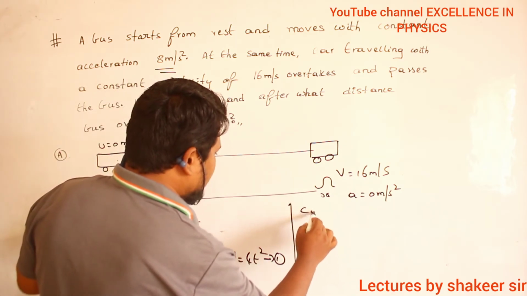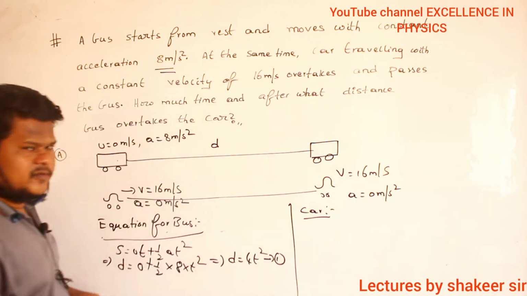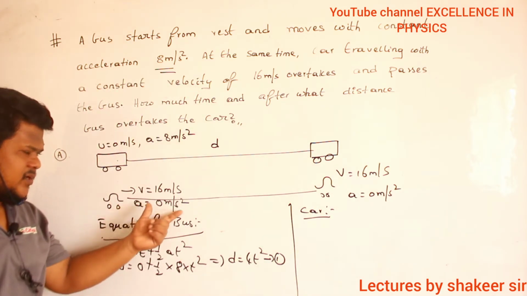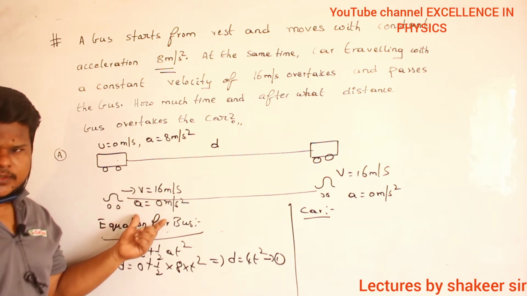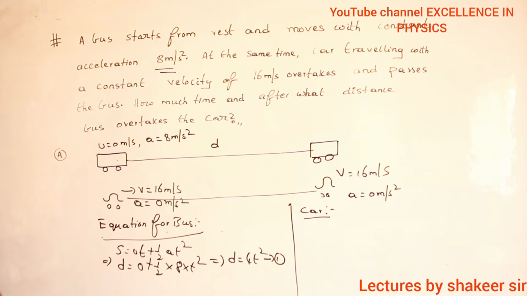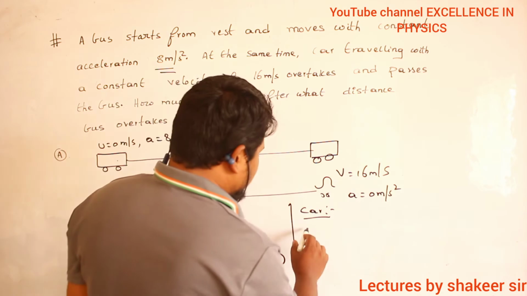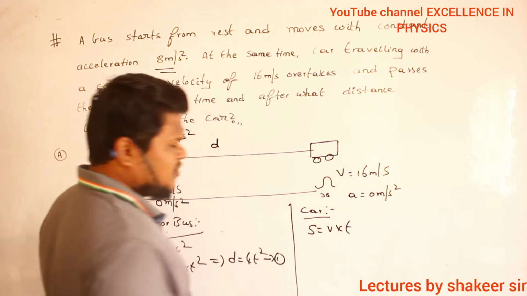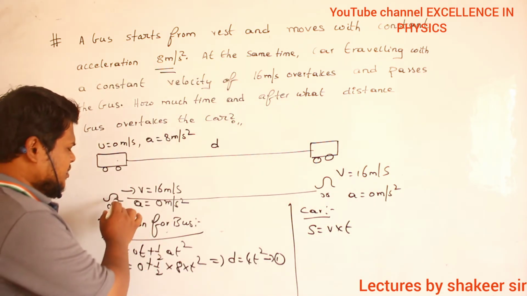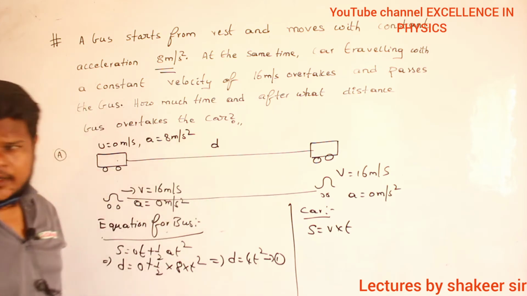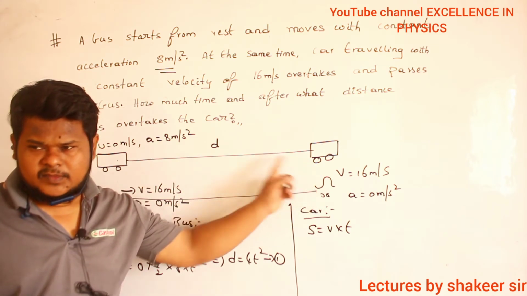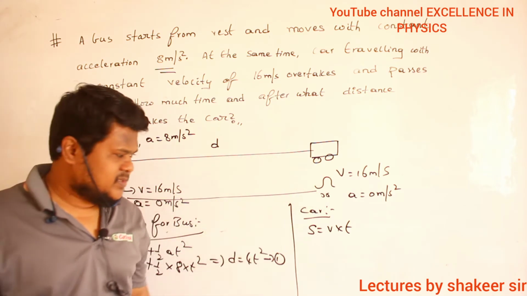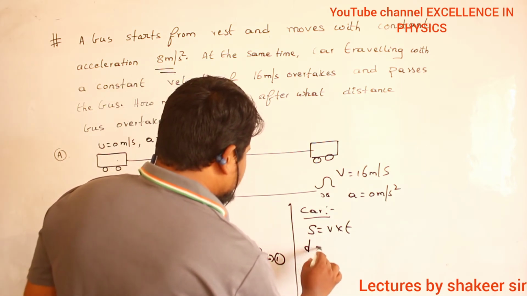So the equation for the car. The car is undergoing what kind of motion? Uniform motion. How can you say it is uniform motion? Velocity is constant, acceleration is not there. So definitely it is an example of uniform motion. And for uniform motion, how many equations do we have? One equation. What is that? Displacement equals velocity into time. This is the only equation. At the instant of overtaking, the bus and the car both travel the same distance.